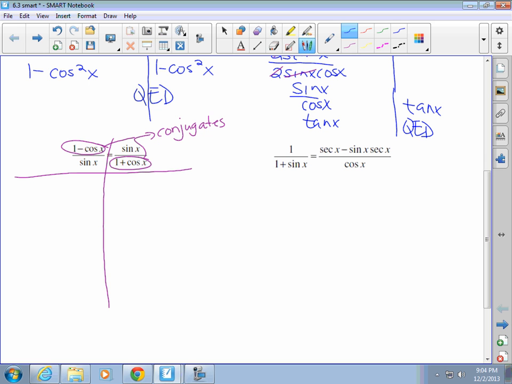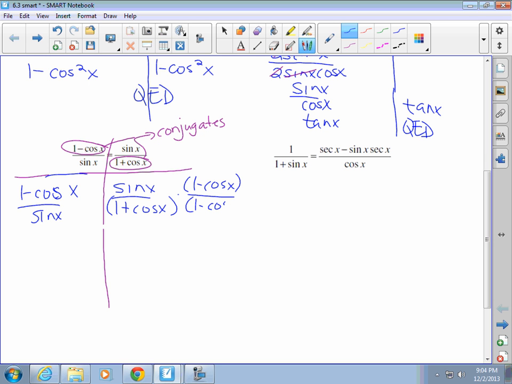This side will stay the same for now. (1 minus cos x) over sine x. So I'm just going to leave my right side for this time. On this side, though, I'm going to use that conjugate to help me. So sine x over 1 plus cos x. I'm going to multiply it by the conjugate. In order to do that, I have to multiply the top and the bottom by the same thing, because in essence, I'm only multiplying by 1. (1 minus cos x) over (1 minus cos x) simplifies to just be 1. So I haven't actually changed anything, but it's going to help me to manipulate this equation.